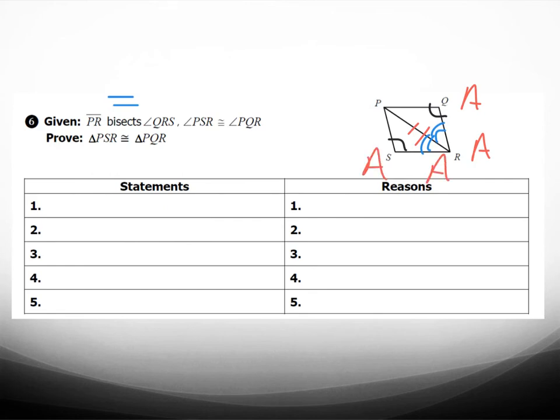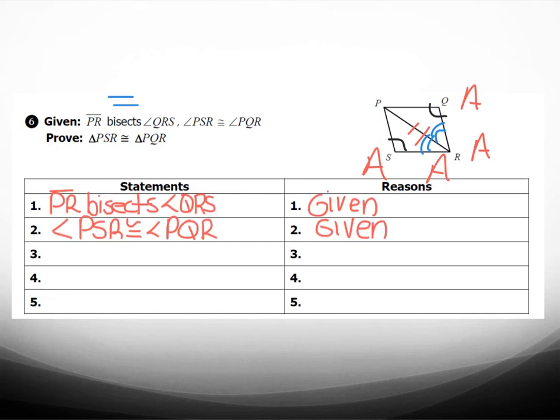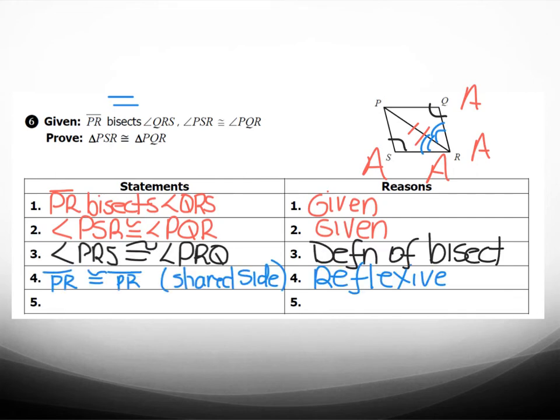So let's get this written up. We start off by writing down our given information, and this is going to help us move towards proving the triangles are congruent. Okay, so we have PRS is congruent to PRQ. Why are those angles congruent? Because of the definition of bisect. That segment split it into two congruent angles.